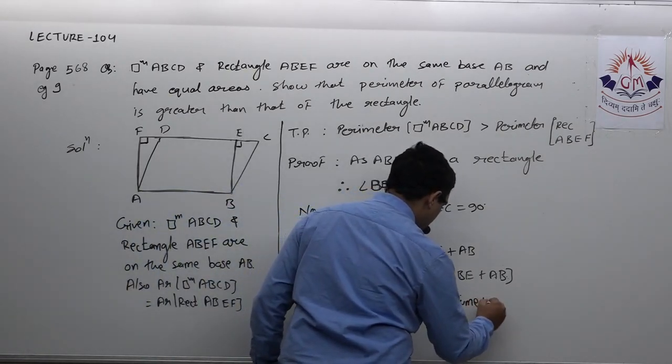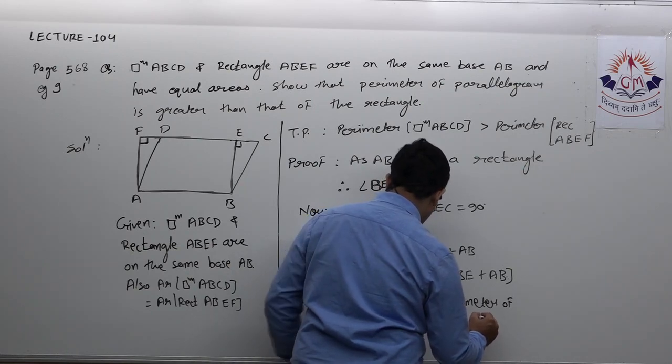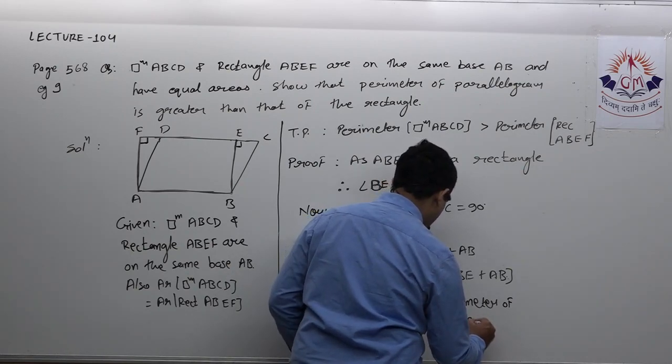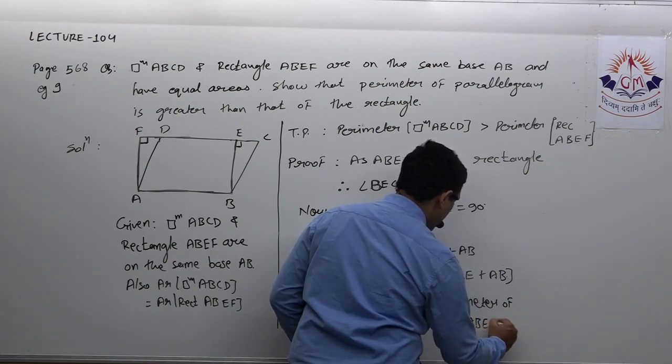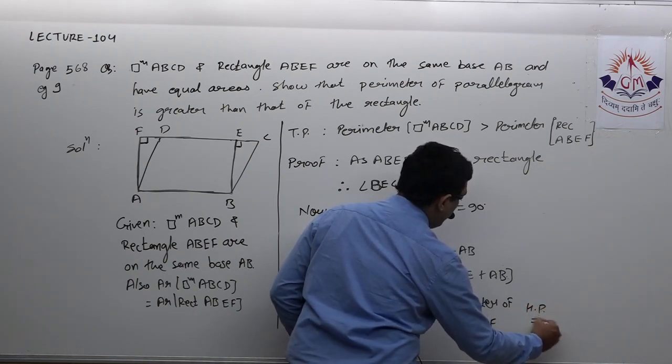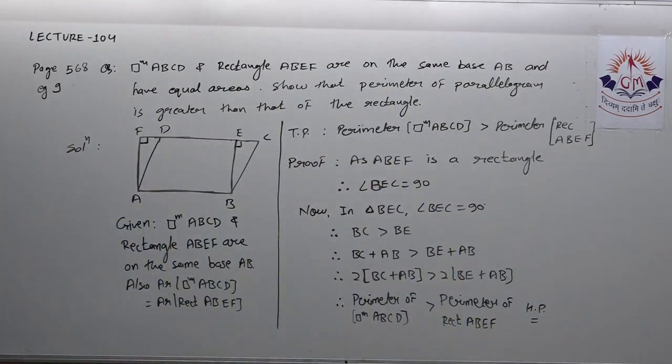That is the perimeter of rectangle ABEF. Hence proved. That was the required proof. So please note it down. Then we'll see the next question.